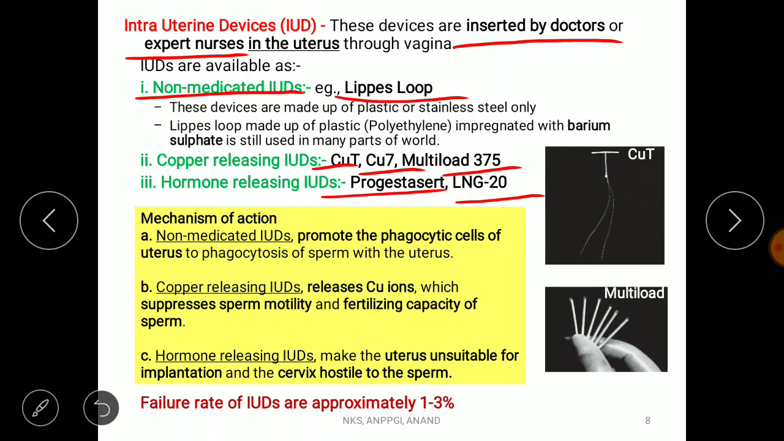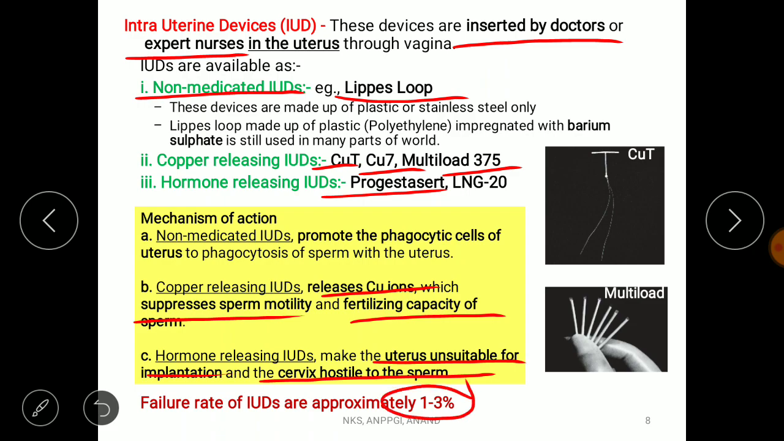The non-medicated IUDs promote phagocytosis of the uterine cells to phagocytose the sperms within the uterus. Copper releasing IUDs release copper ions which suppress the sperm motility and hence the fertilization capacity of the sperm. The hormone releasing IUDs make the uterus unsuitable for implantation and make the cervix hostile for the sperm. Failure rate is of course very low, approximately 1 to 3%. This is copper T, this is multi-load.